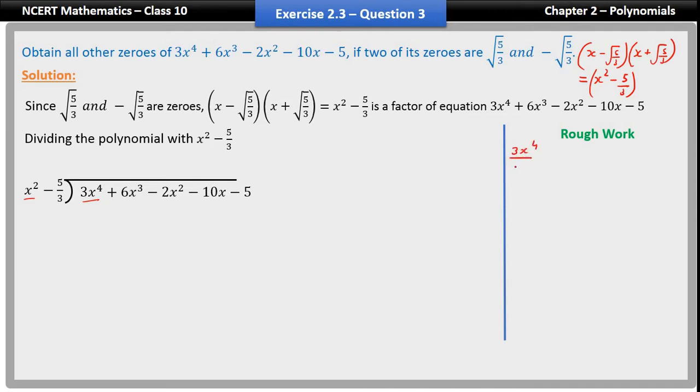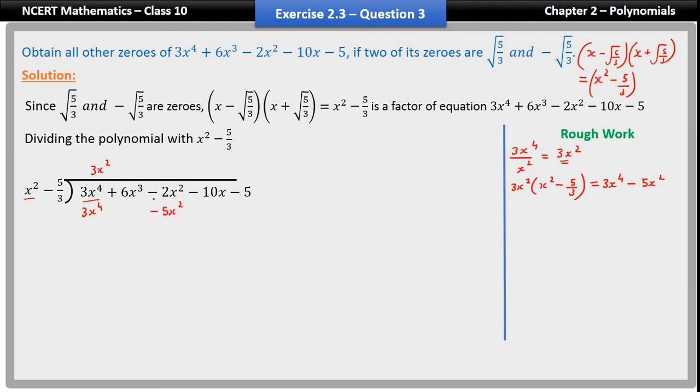3x power 4 by x square is equal to 3x square. Now multiply this 3x square with the divisor. The divisor is x square minus 5 by 3. So 3x square into x square is 3x power 4. 3x square into minus 5 by 3 is minus 5x square. This 3x square should come in the quotient, and this 3x power 4 minus 5x square, write it over here.